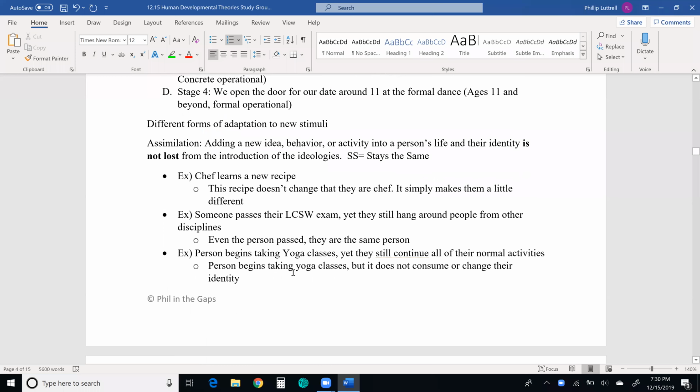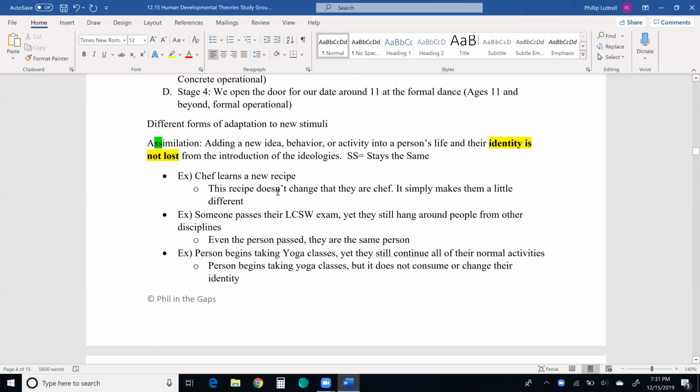So throughout this, there's different forms of adaptation to new stimuli. So assimilation is adding a new idea, behavior, or activity into someone's life, and their identity is not lost from the introduction of the ideologies. So the easy way to remember this is assimilation has 2 S's, which means the client stays the same. So if they stay the same, their identity is not lost in any way, shape, or form, and they're able to preserve who they actually are. It's just introducing small things into their life to change them, but their identity is not lost.